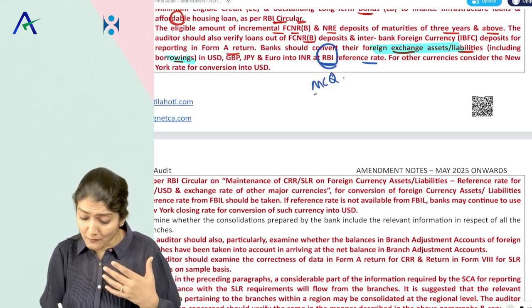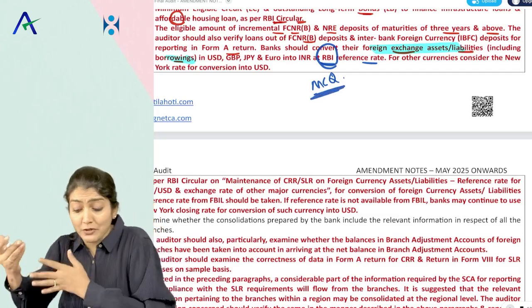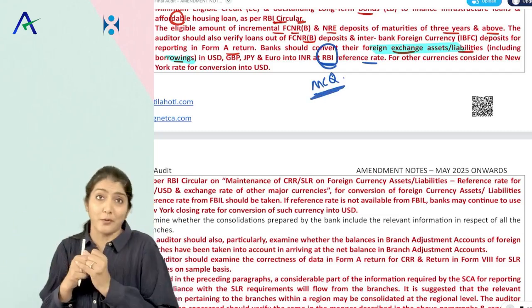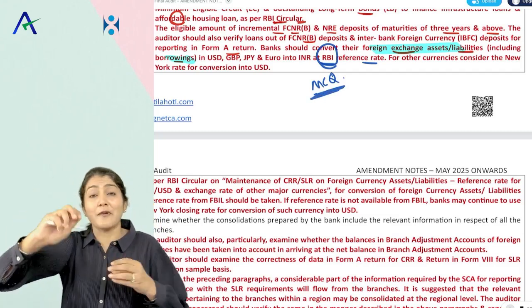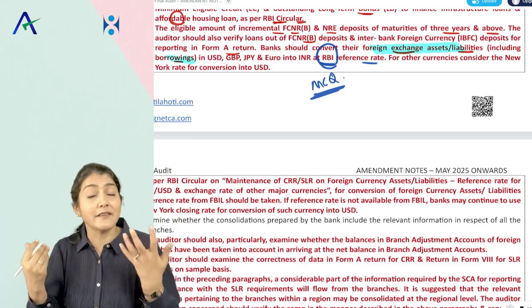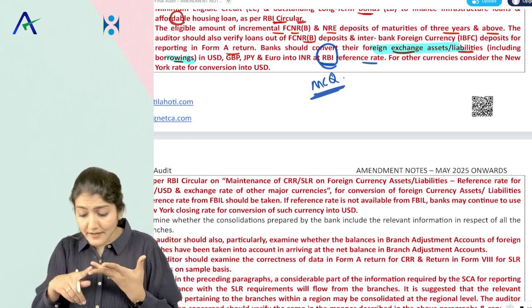So even the small word over there could be an MCQ in the exam. At what rate is the conversion of the foreign assets and liabilities to be done, including borrowing? Is it as per the rate notified by the bank or the HO or by SEBI or so? It is as per the rates notified by the RBI. Right, so it talks about dollar, pound, yen, and euro.